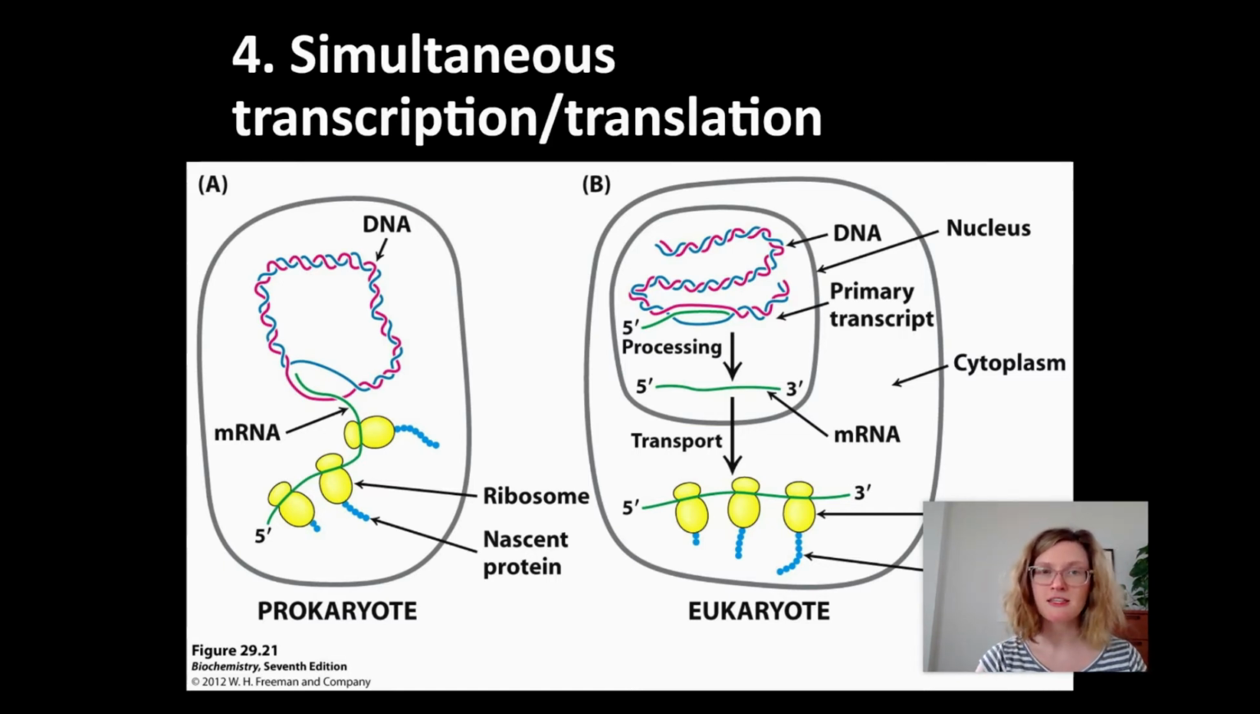You can also see in this diagram that prokaryotes can do simultaneous transcription and translation. So there's no reason that they can't be making an RNA copy of their DNA at the same time that mRNA is getting read by a bunch of ribosomes, because there's no nucleus, so there's no physical separation of those 2 processes. Whereas in eukaryotes, transcription occurs within the nucleus and translation occurs outside.